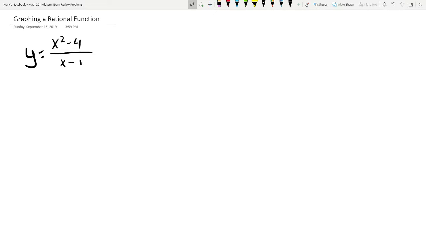Hello, in this problem we will be graphing a rational function using its asymptotes and its intercepts and its derivatives. So, first of all, starting with the intercepts, the x-intercept, of course we're going to set the whole equation equal to 0. Of course, the denominator will multiply over and cancel out. And we're left with x squared minus 4, so x would equal plus or minus 2.